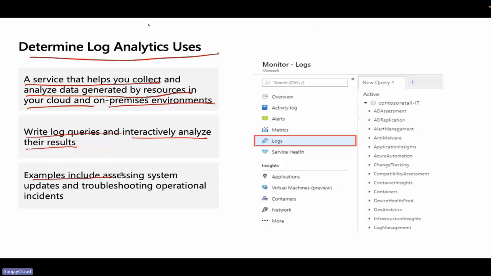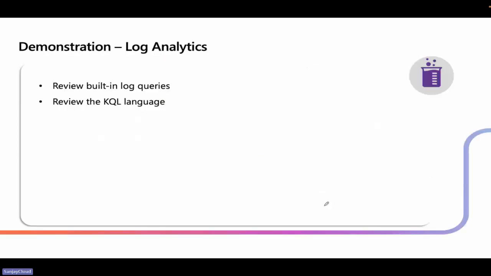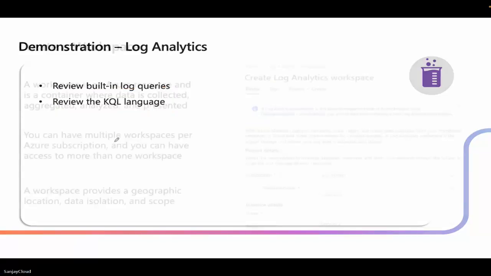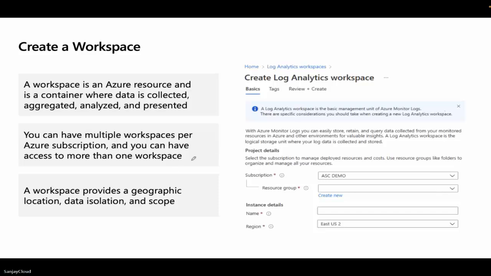Examples include assessing system updates and troubleshooting operational incidents. If we are patching our systems, and after the patch a bug comes into your system and you want to troubleshoot when you last patched your systems, you would be able to query, just because you're storing logs in the Log Analytics workspace. So review the built-in log queries and the KQL language. When it comes to querying, we run a query known as KQL, Kusto Query Language, in the Log Analytics workspace. I'll show you practically.